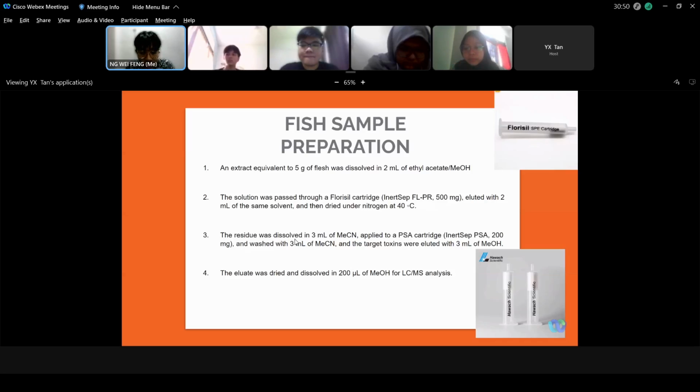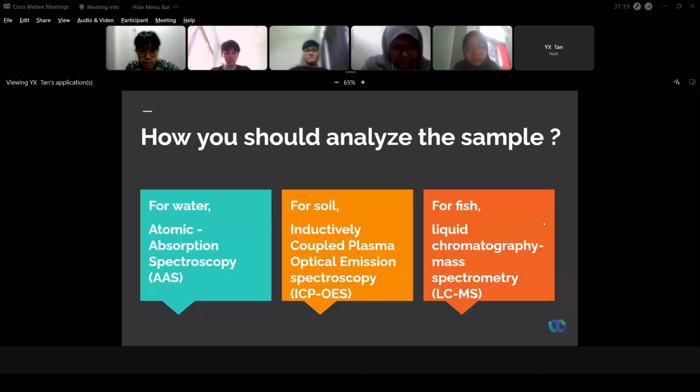The residue was dissolved in 3 ml of acetonitrile, applied to a PSA cartridge and washed with 3 ml of the same solution, acetonitrile, and the target toxin was eluted with 3 ml of ethyl acetate. The eluate was dried and dissolved in 200 microliters of ethyl acetate for LC-MS analysis.